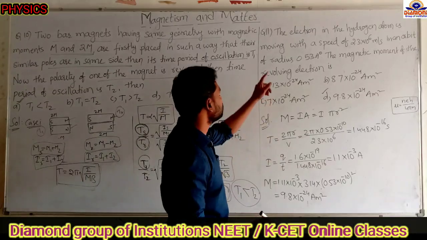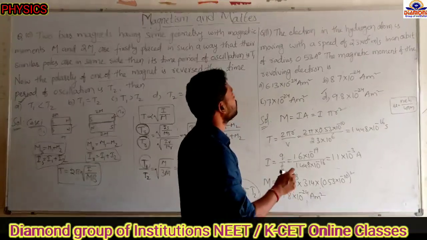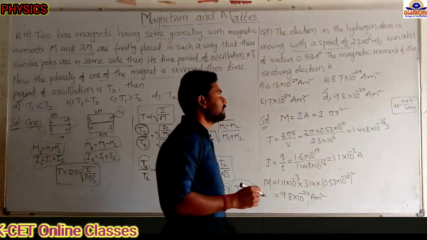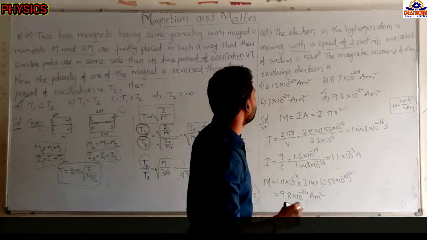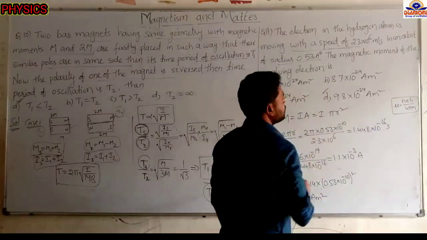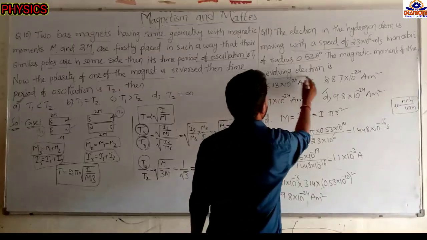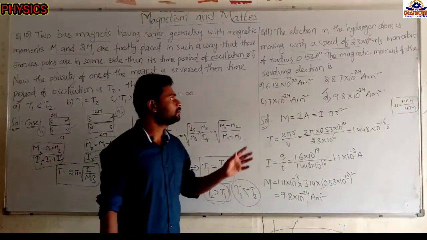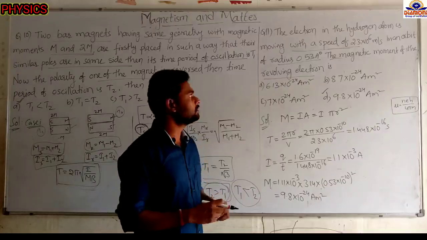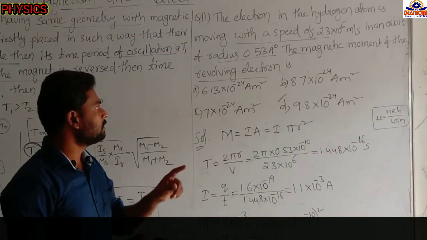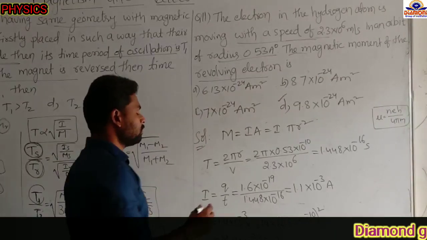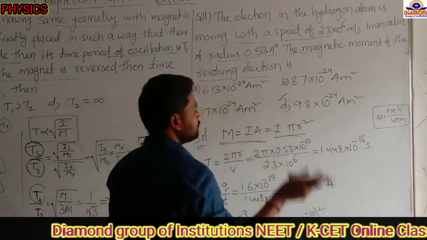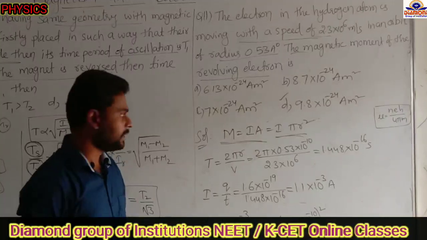Now let's see the next question. The electron in the hydrogen atom is moving with a speed of 2.3 into 10 power 6 meter per second in an orbit of radius 0.53 angstrom. The magnetic moment of the revolving electron is? Due to the movement of the electron, current is flowing, so the magnetic moment formula is I into A. And it is revolving in a circular path, so the area equals pi r square.